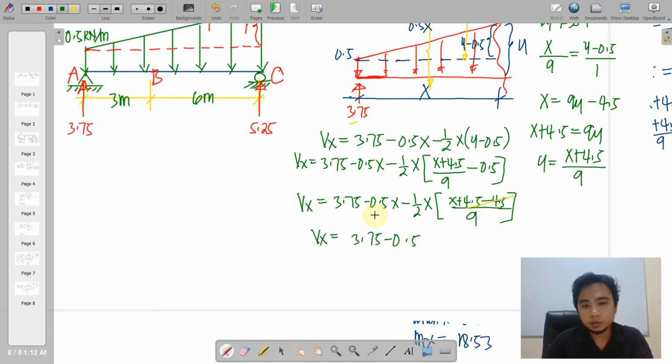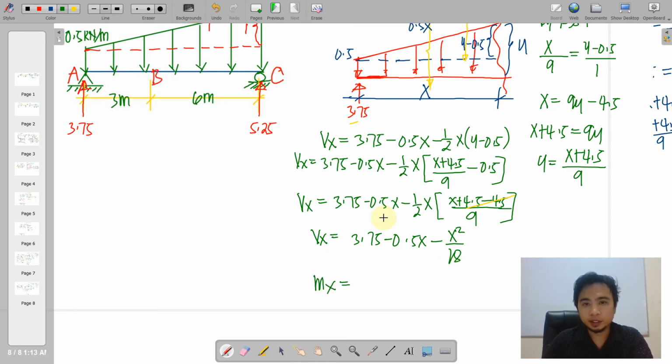We copy those terms, we combine two x's and then divide by 9 times 2, that is equal to 18. So we have here the equation 3.75 minus 0.5x minus x squared all over 18 for our shear equation. We proceed to the moment.